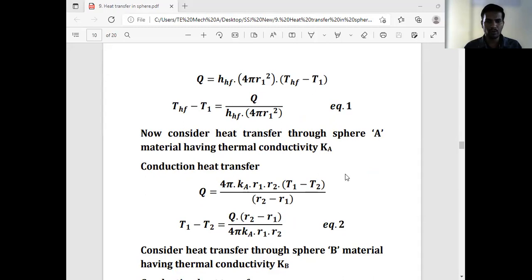So by using that we get the equation Q is equal to 4 pi K into R1 R2. But here we have to take the thermal conductivity of that layer, that is K. So 4 pi K into R1 R2. What is the temperature difference for layer A? That is T1 minus T2, divided by the radius difference for layer A. Inside radius is R1 and outside radius is R2.